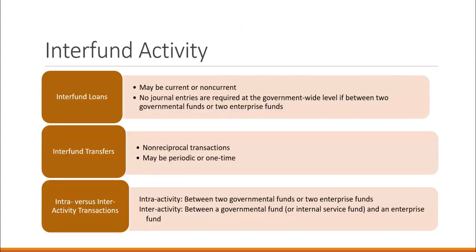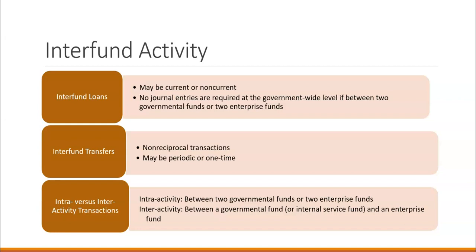Okay. Then we have inter-fund activity. So inter-fund activity can happen in different kinds of ways. So one would be an inter-fund loan. So one government fund needs some cash at the moment, and another government fund has that funding available. So we do a transaction to loan that amount, and that amount is expected to be repaid.